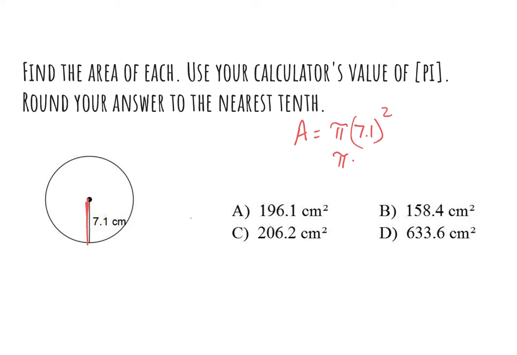So times 50.41. So our answer will be 158.36, and rounded to the nearest tenth means that I will get 158.4, which means the correct answer is B.